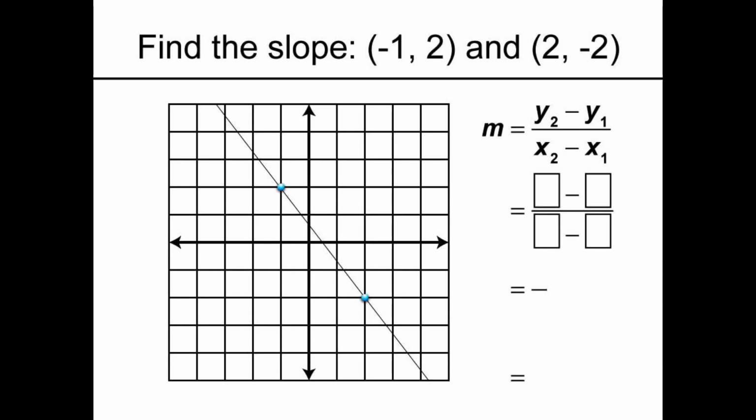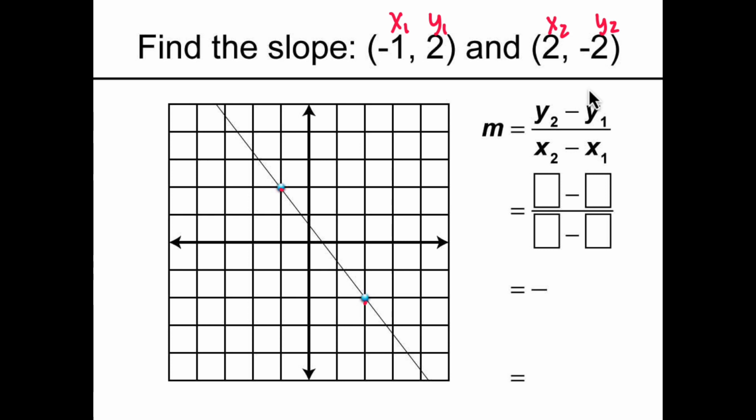To find the slope of the line connecting these points, use the slope formula. First, label the coordinates x1 and y1, then x2 and y2. Let's call this one x1 and this one y1. This becomes x2 and y2.